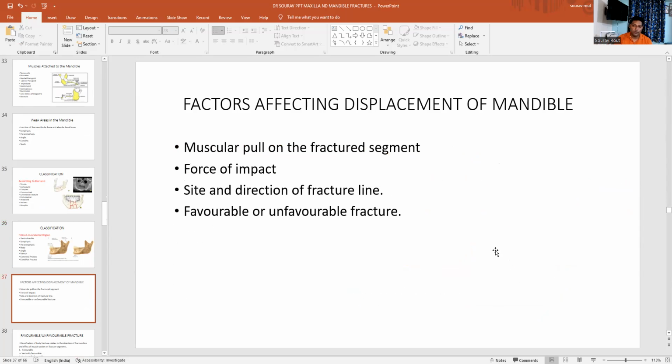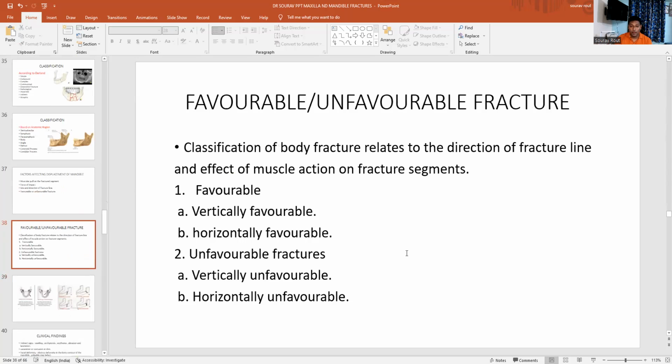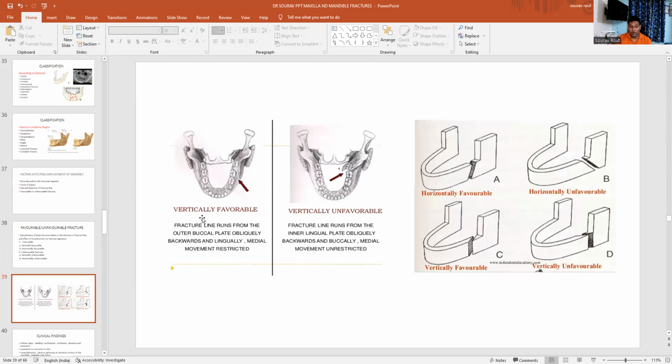Factors affecting displacement of the mandible: muscle pull on the fracture segment, force of impact, site and direction of the fracture line, and favorable or unfavorable fracture. Fractures can be favorable or unfavorable. Favorable can be vertically favorable or horizontally favorable. Unfavorable can be vertically unfavorable or horizontally unfavorable. In a vertically favorable fracture, the fracture line runs from the outer buccal plate obliquely backwards and lingually, and medial movement is restricted. You can see there is not much movement.